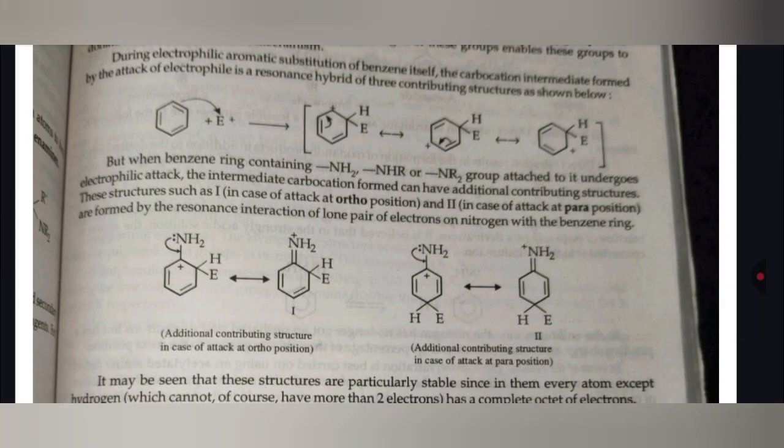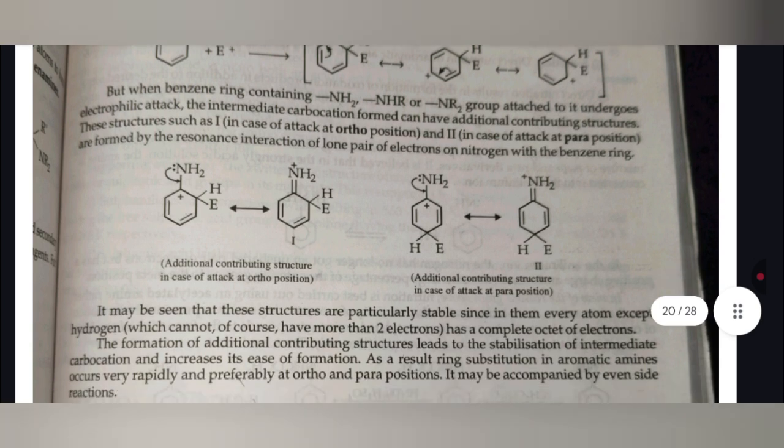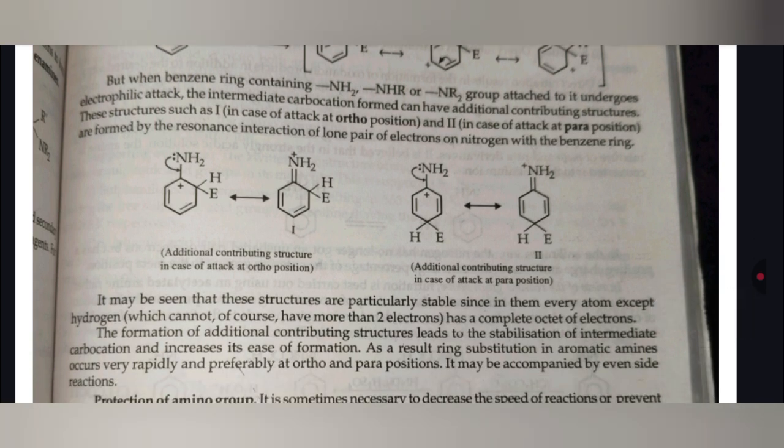During the electrophilic aromatic substitution of benzene itself, the carbocation intermediate formed by attack of the electrophile is a resonance hybrid of three contributing structures, as shown below. But when a benzene ring containing an NH2, NHR or NR2 group attached to it undergoes electrophilic attack, the intermediate carbocation formed can have additional contributing structures.